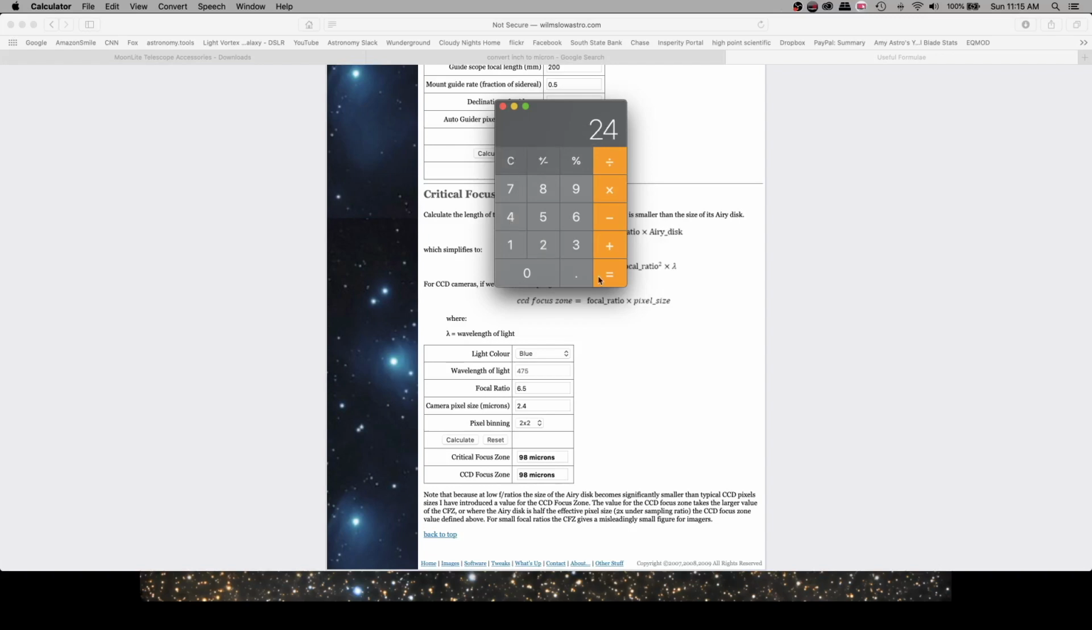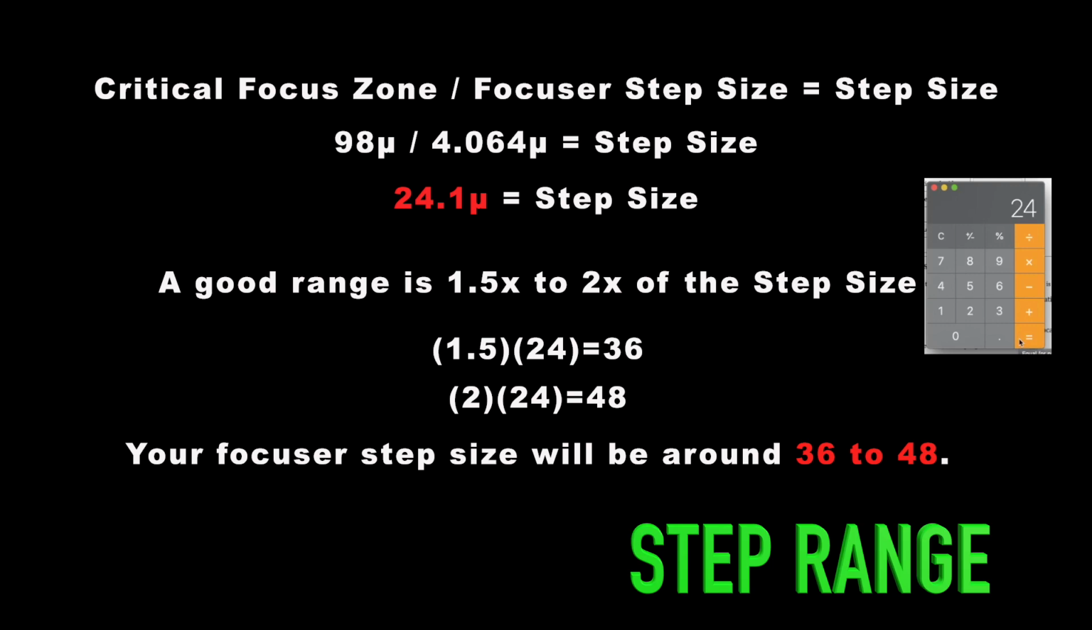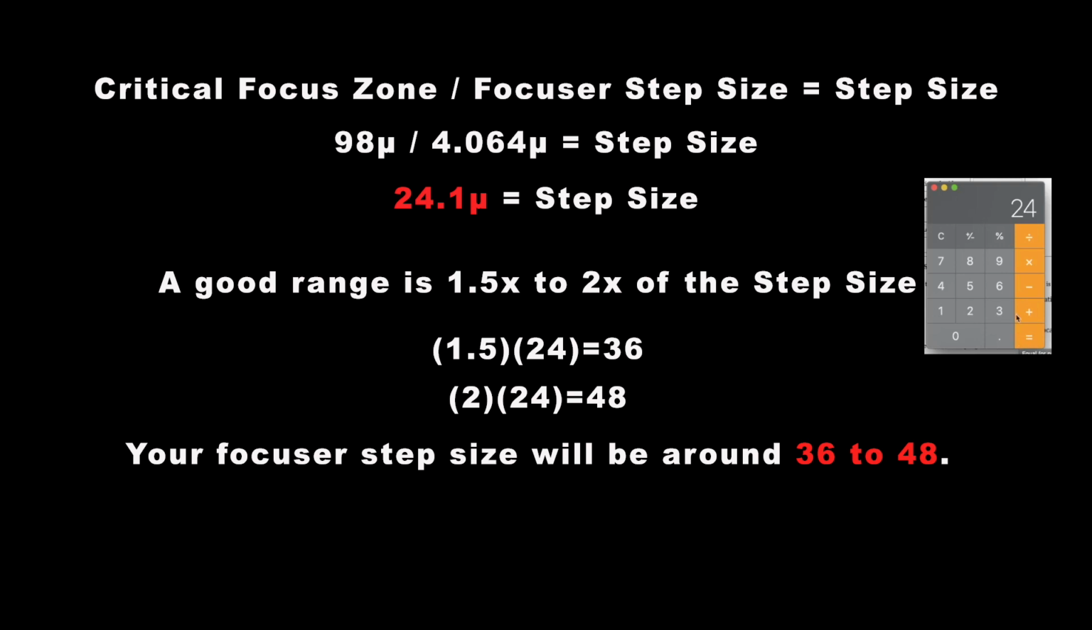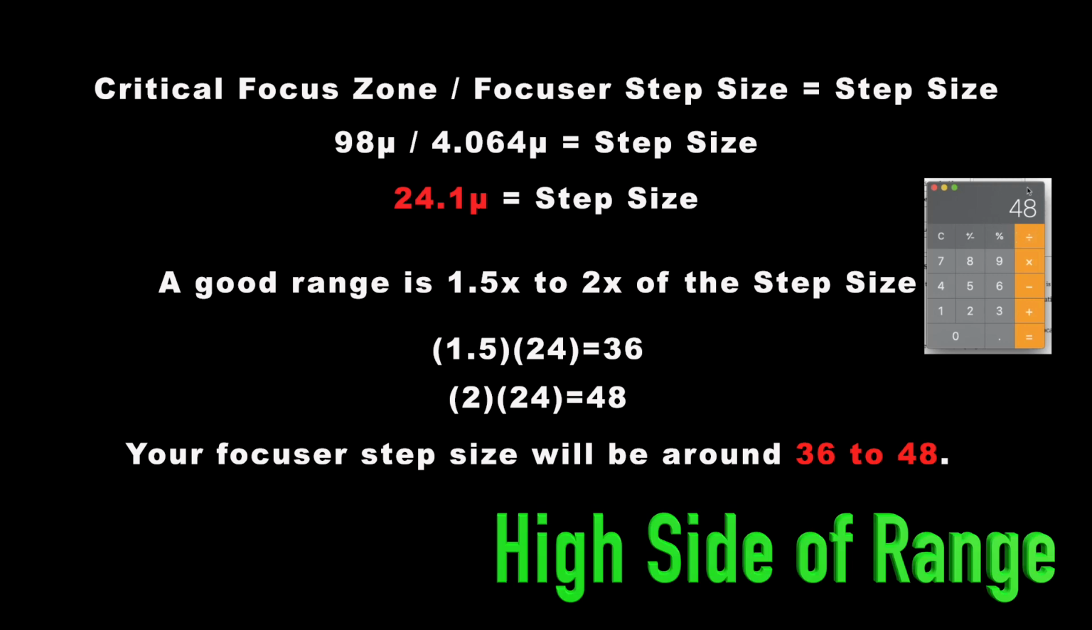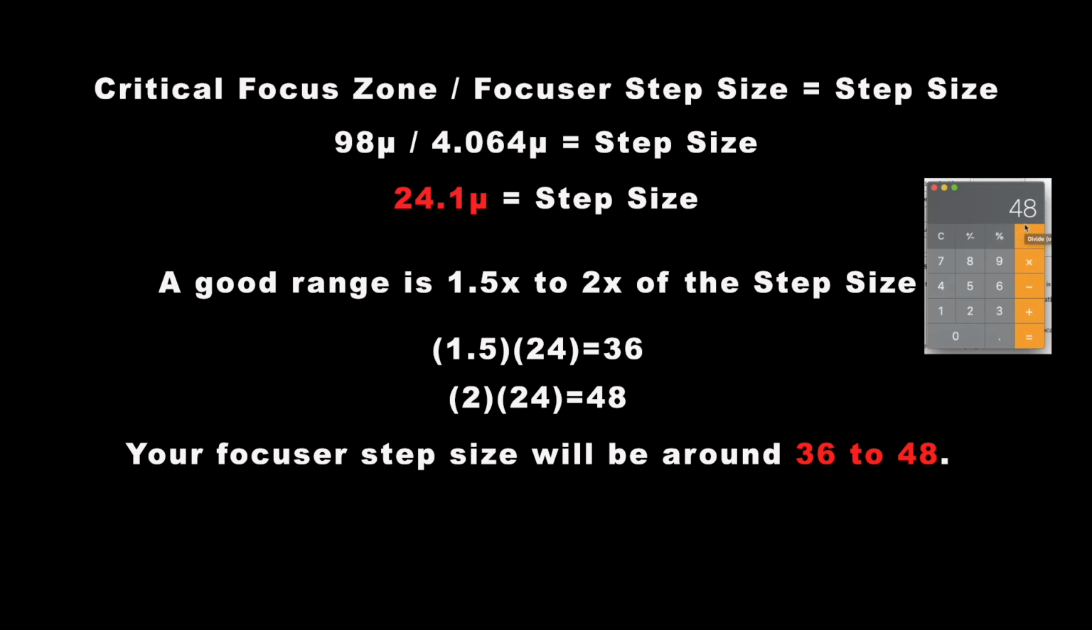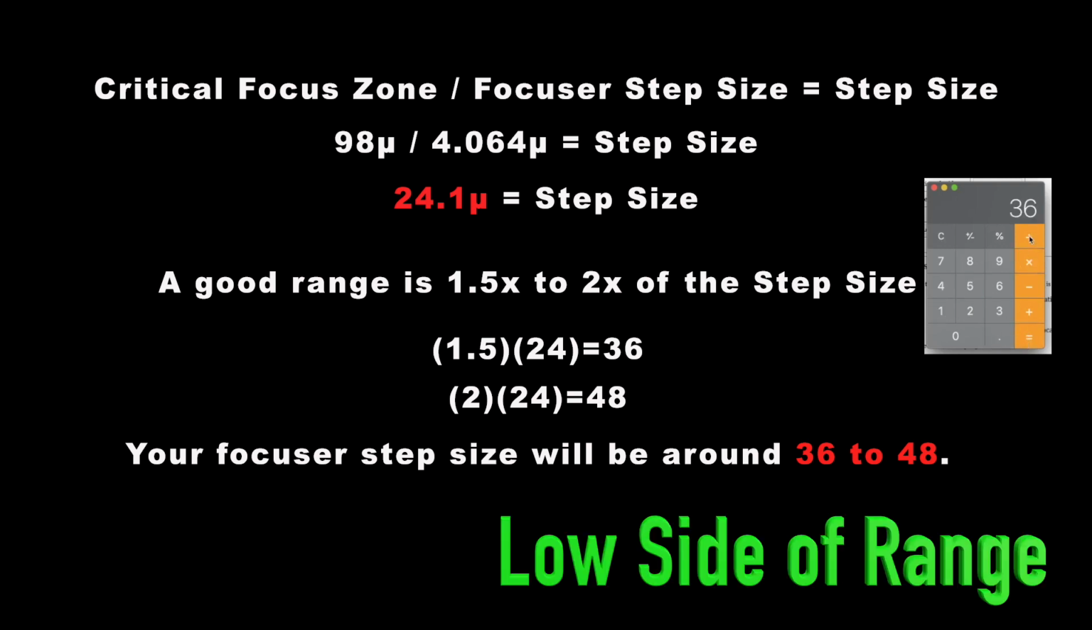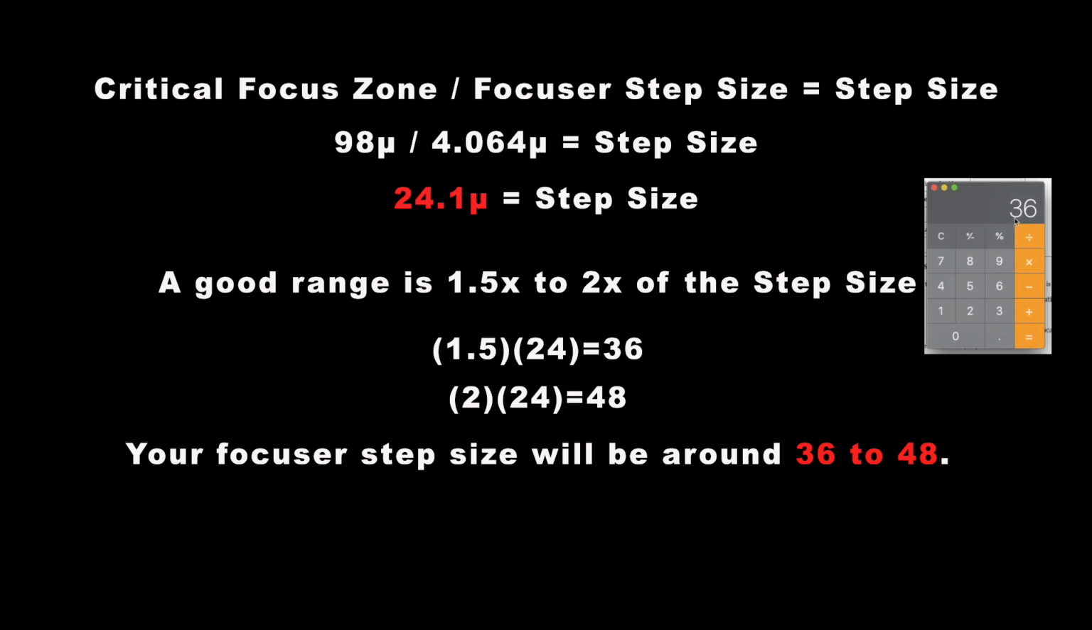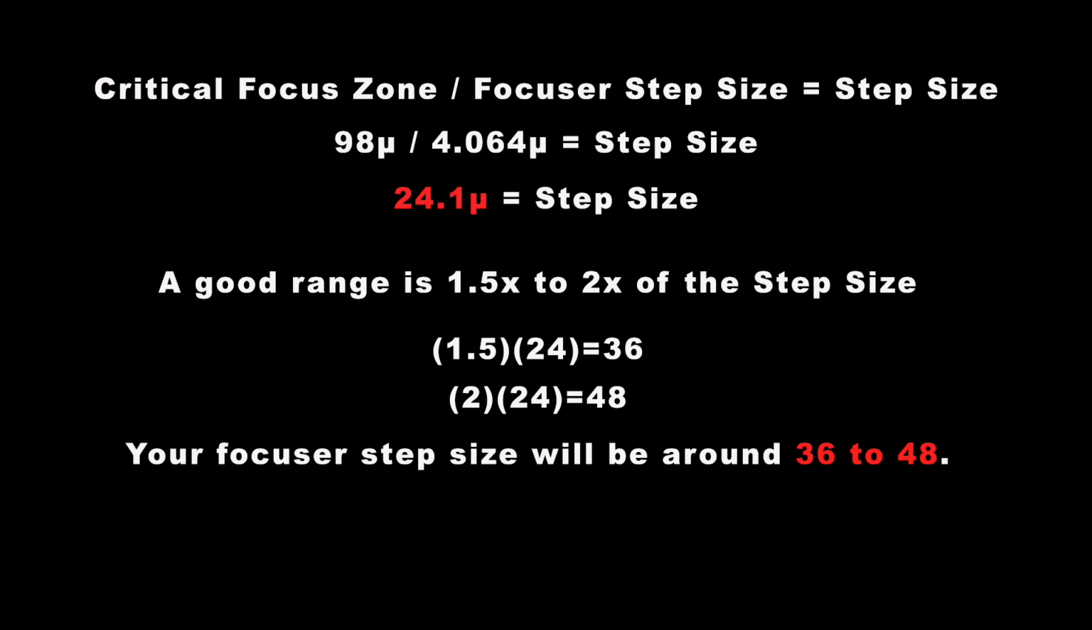Now, they say that a good step size is between 1.5 times and 2 times. So what we do is we just take this number and multiply it, let's say, with 2. Okay? So this says my basic step size on the high side should be 48. Now, if we took the 24 and multiplied it by 1.5 times, we get 36. So my steps will be between 36 and 48 as a good starting point, okay?